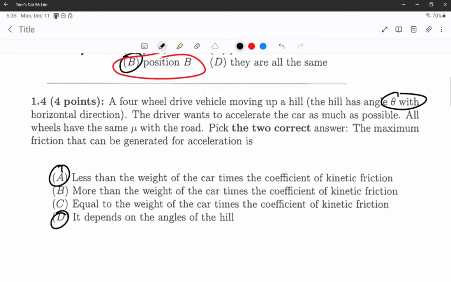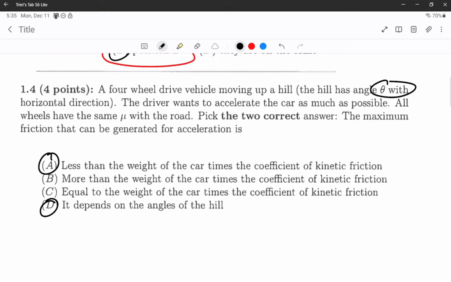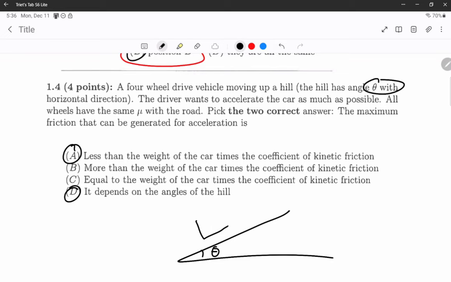1.4, you have a four-wheel drive vehicle moving up a hill. It has an angle theta. You have this angle theta. You have a cart, something like that. You have four wheels. Let's draw two more. Four wheels. The driver wants to accelerate the car as much as possible. We want to maximize acceleration. All the wheels have the same mu with the road. So we know the coefficient of friction is mu.